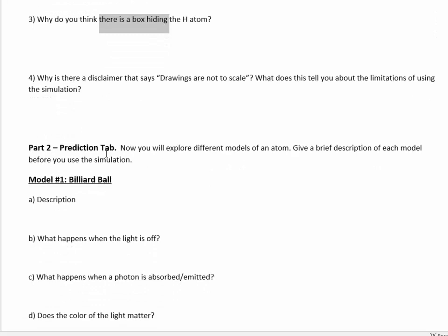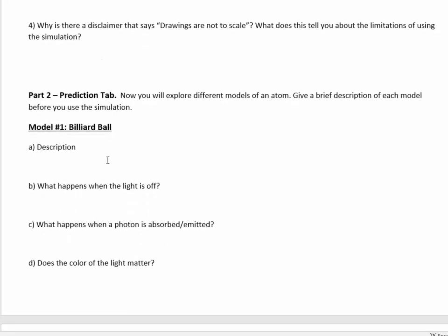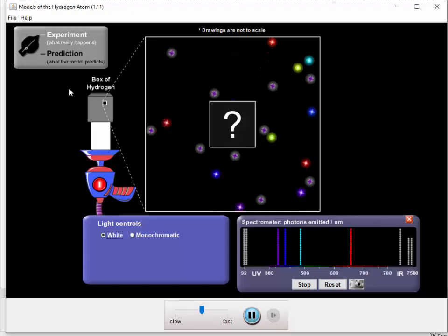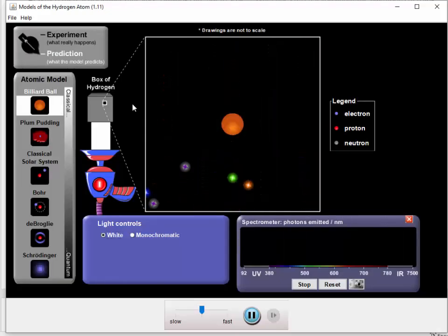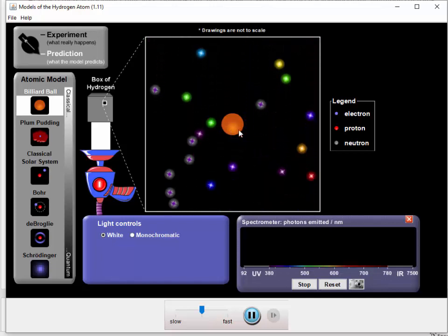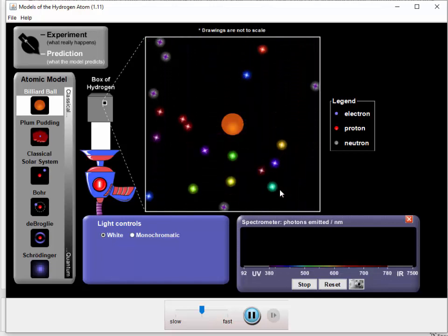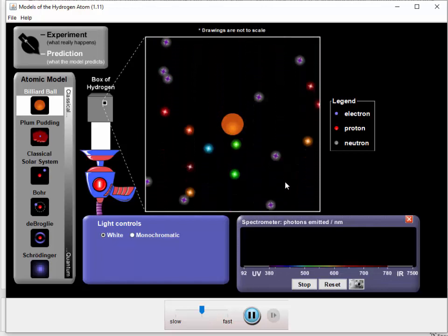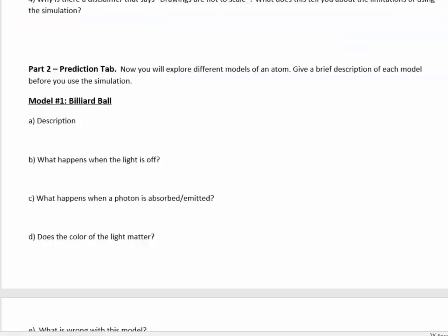Now we're going to go ahead and take a tour of history here, and we're going to say how the various models of the atom as we progress through the years interact with light. So first we're going to go to the billiard ball model, and this model right here has the atom right here, and you can kind of see that all light of any color randomly just kind of bounces off that, and we know that's not actually what happens.